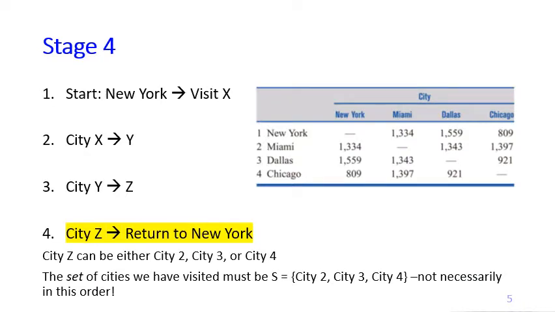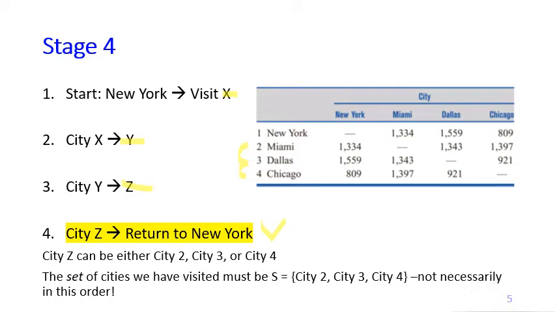As usual, let's start from the very last stage. In the last stage, we are at city Z. We don't know yet which it is; it can be city 2, Miami, it can be city 3, Dallas, it can be city 4, Chicago. But wherever we are at this stage, the decision is very clear, going back to New York. And that's the only possible decision, right? Because we have finished our journey, we have visited city X, Y, and Z, so we have finished 3 of them, and then the only possible decision is return to New York.